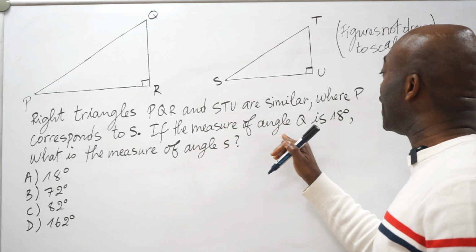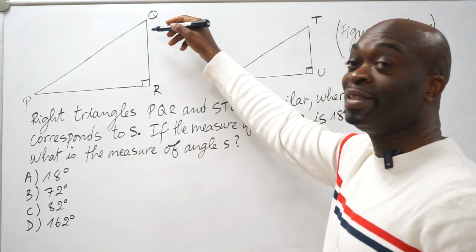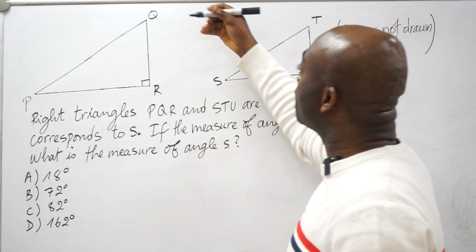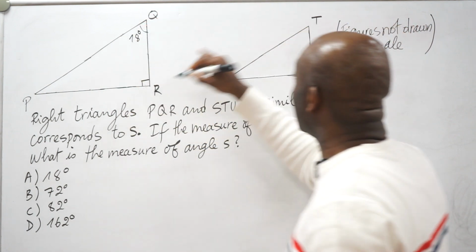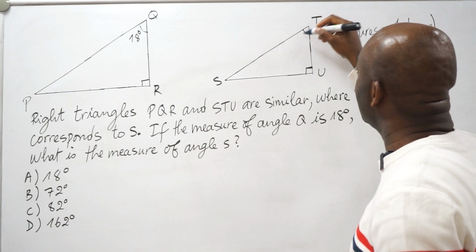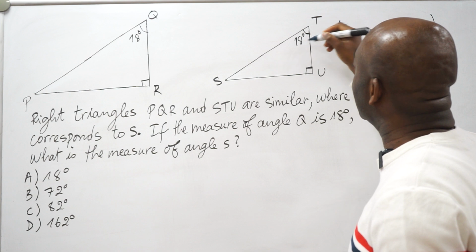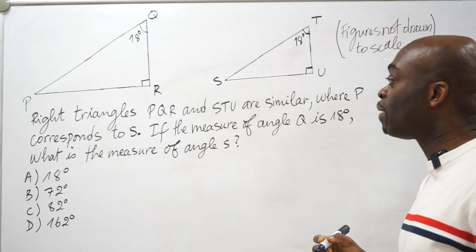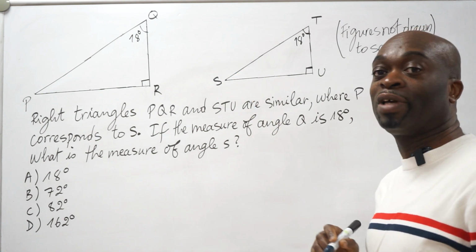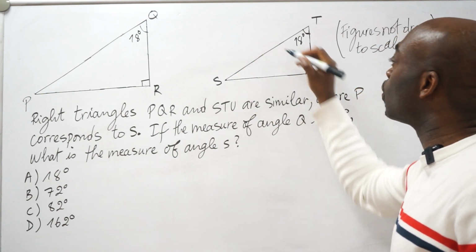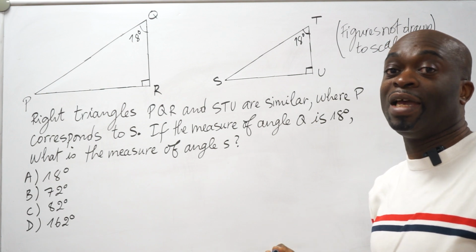If we know that angle Q is 18 degrees, all right? So if angle Q here is 18 degrees, what does that mean? That means angle T is also 18 degrees. And if angle T is 18 degrees, what are we looking for? We're looking for the measure of angle S, right? And what's the total of the angles inside the triangle here? It's got to be 180 degrees.